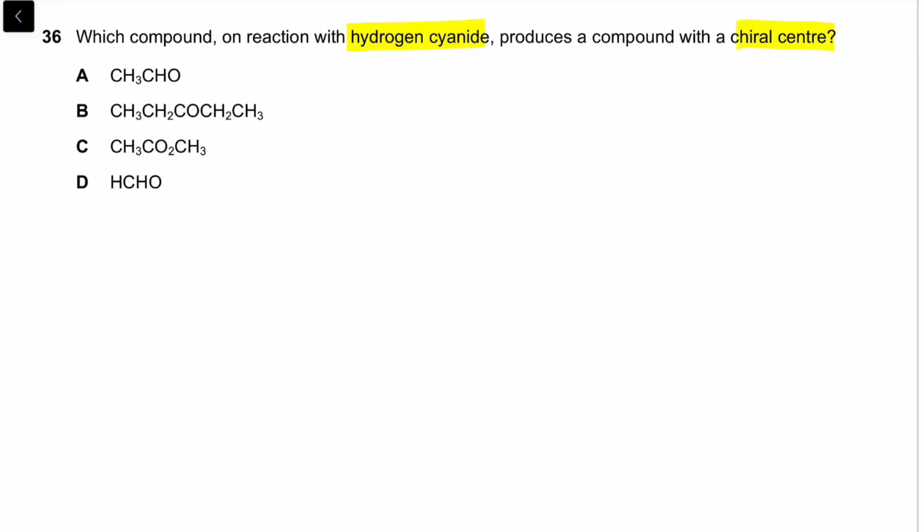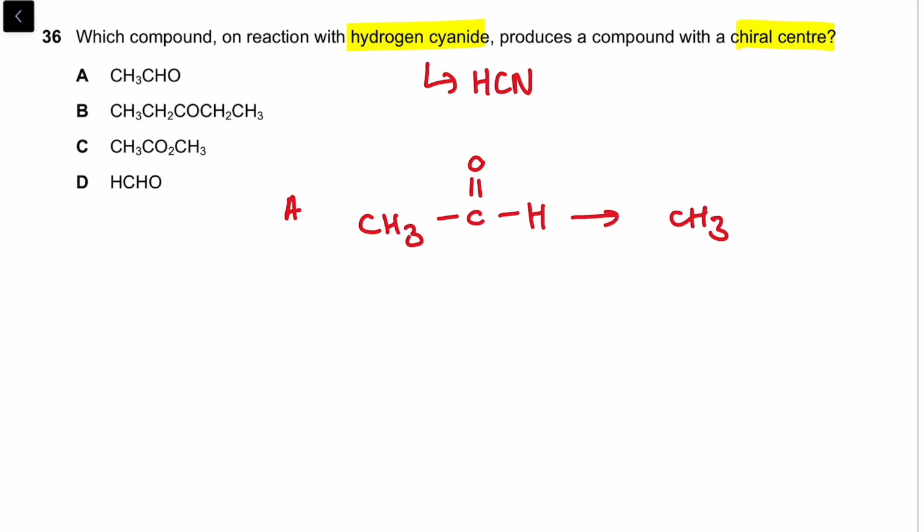Question 36. Which compound on reaction with hydrogen cyanide produces a compound with a chiral center? Hydrogen cyanide has a formula HCN. For each compound, I'm going to draw what would form. So for A, we'll get HCN, and the carbon is bonded to 4 different groups. So this carbon has a chiral center, thus the answer must be A. If you try this out with all the other options, you will not get a chiral center, and you will get at least 2 same groups bonded to each carbon.